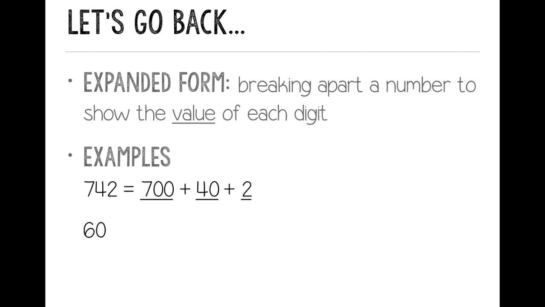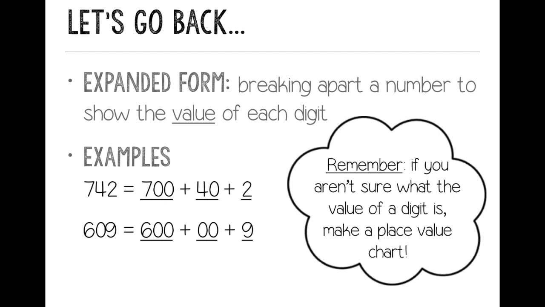Let's try another one. 609. First I look at my hundreds place, and I see a 6. So 600. Then I look at my tens place, there's a 0. So I'm just going to write 0. And last is my ones place, and there's a 9, so I have 9 ones. So 609 is the same thing as 600 plus 0 plus 9. And for what we're doing today, I like to put those zeros in the tens place because it'll make it easier when I'm adding numbers, keeping that place value there. And remember, if you aren't sure what the value of a digit is, you can make a place value chart to help you.